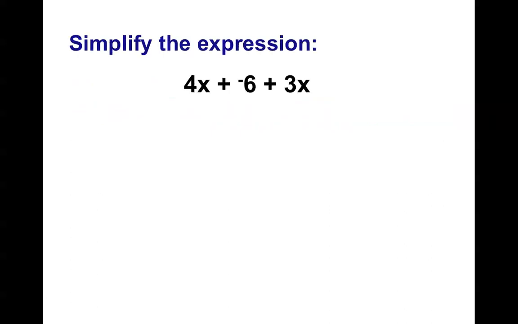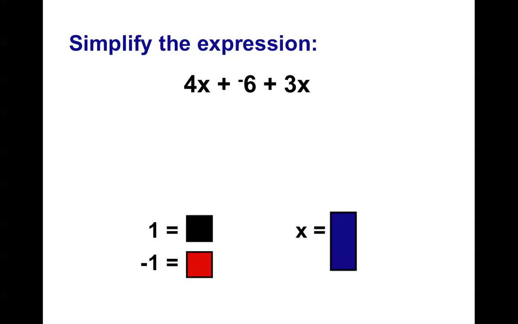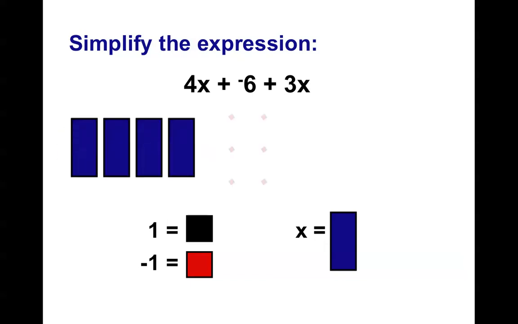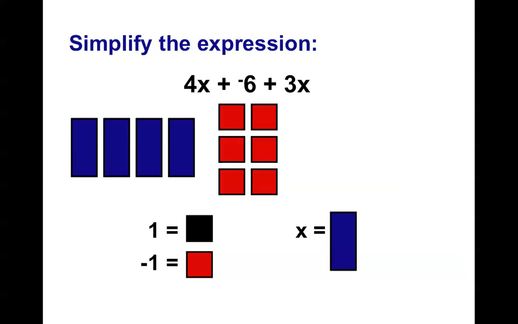All right, so here I am. I have this expression, 4x plus -6 plus 3x. It's easier to show you what this is if I actually show you a picture. So, for the sake of this lesson, 1 is going to be a black square, -1 is going to be a red square, and if I have a variable, I'm going to make it a rectangle. So, 4 x's means 4 rectangles. -6 is 6 red squares. And 3 x's is 3 rectangles.